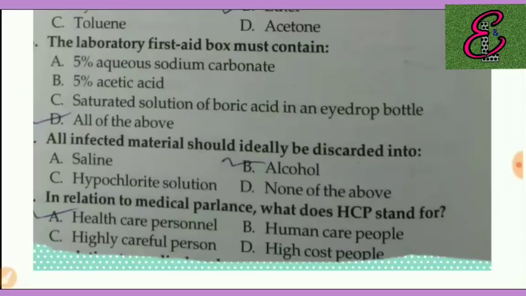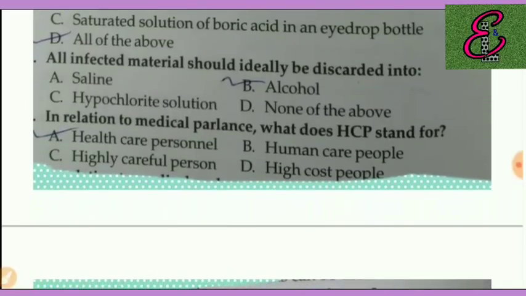Next question, all infected materials should ideally be discarded into alcohol. In which alcohol? The next question, in relation to medical parlance, what does SCP stand for? SCP stands for Healthcare Personnel.